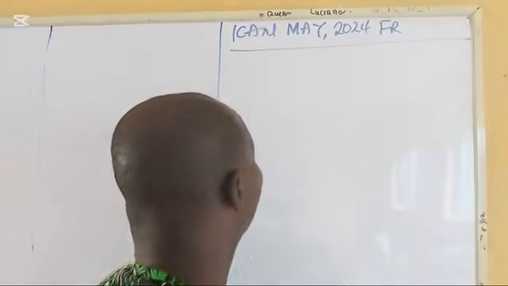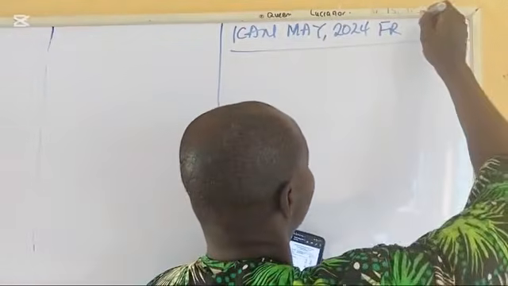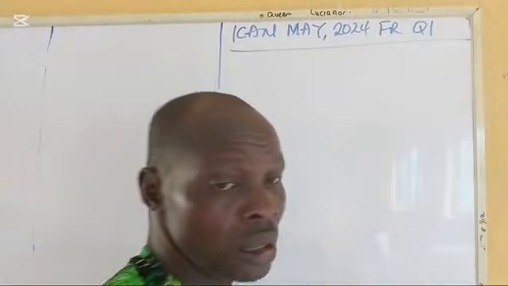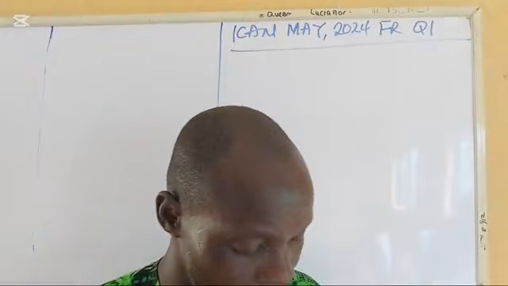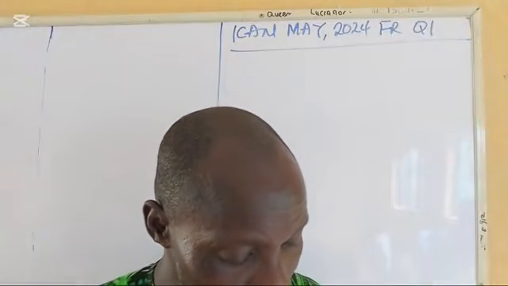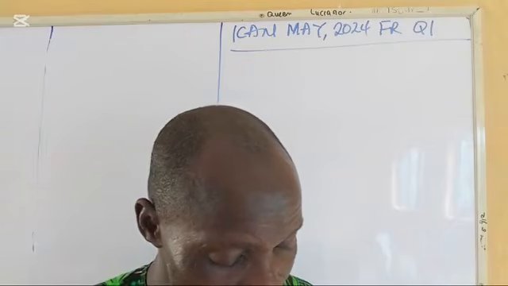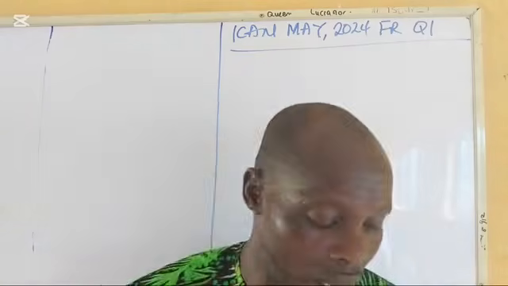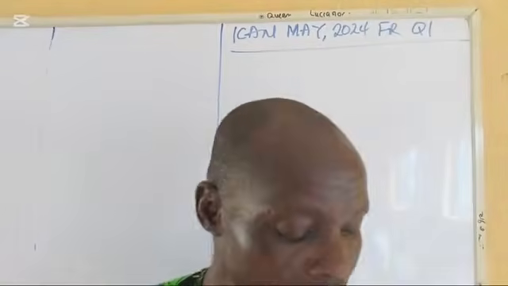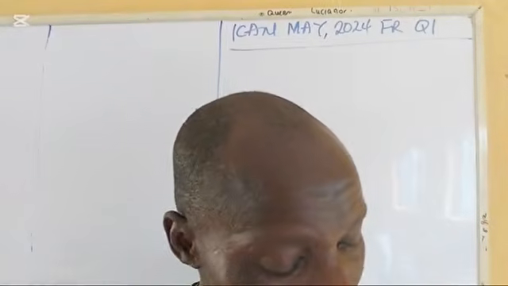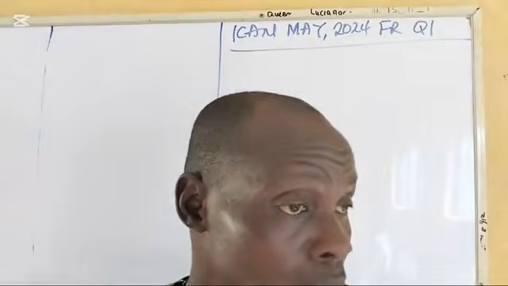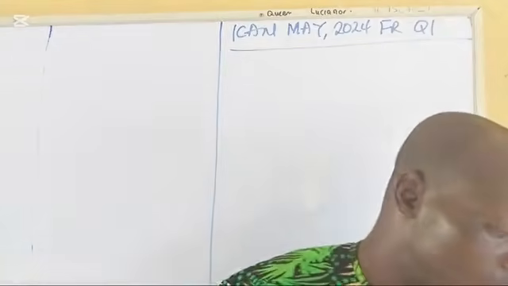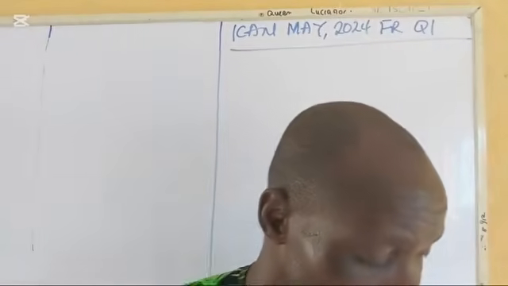This question is obtained from ICAN May 2024 Financial Reporting question number 1. Badagry PLC statement of financial position as at 31st of March 2021 and 31st of March 2020. That means the one for March 2020 is the opening balances, while the closing balance is March 2021.